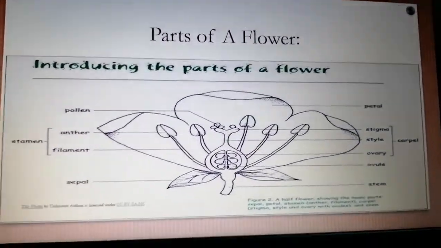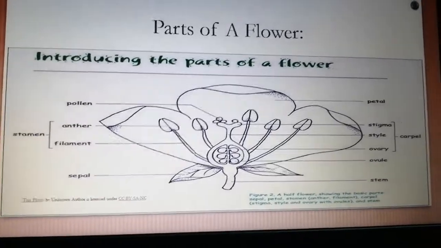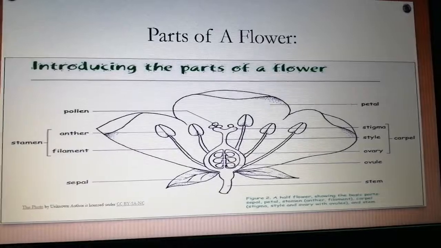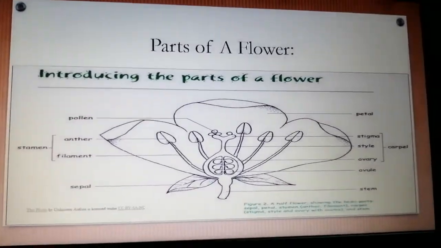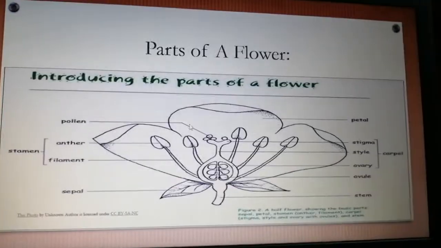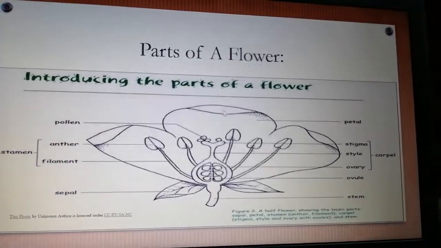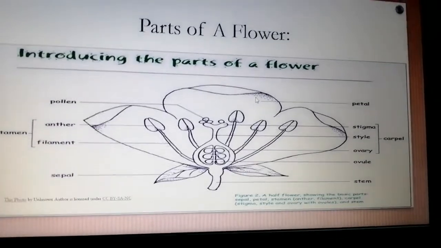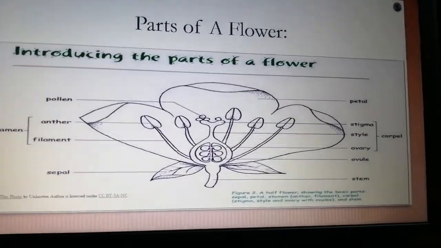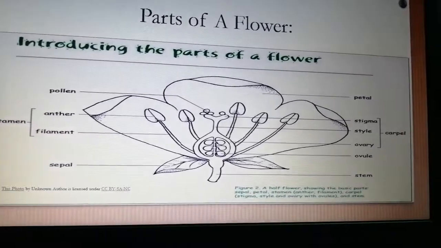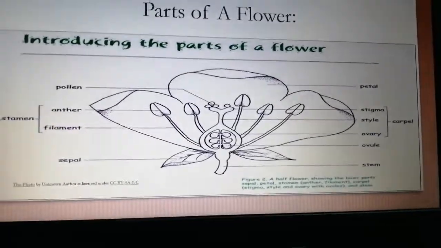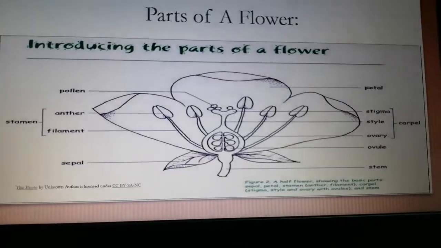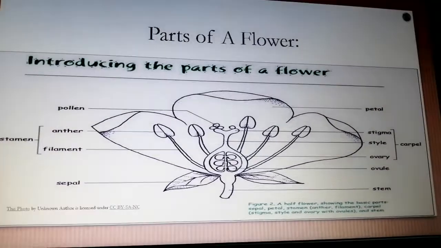What are the parts of a flower? The flower consists of the petal. The petal is the outside part, the colorful part. For example, if we have a red flower, then its petals are red. If we have a yellow flower, then the petals are yellow. So petal is the outside part and the colored part.